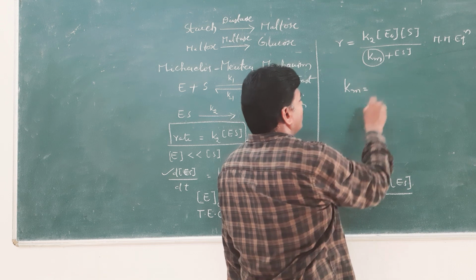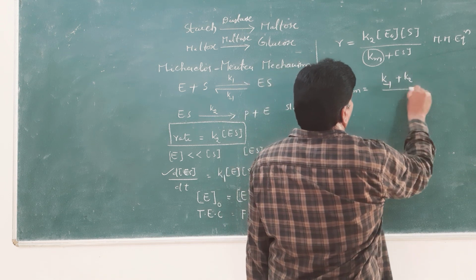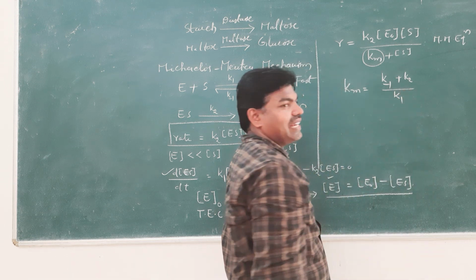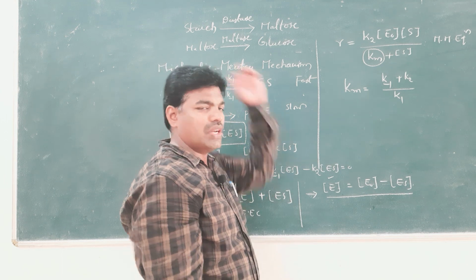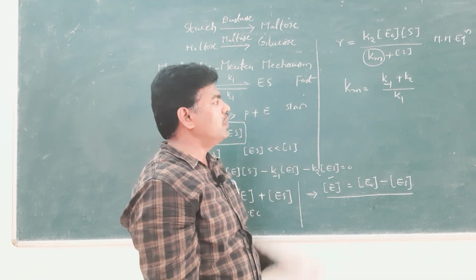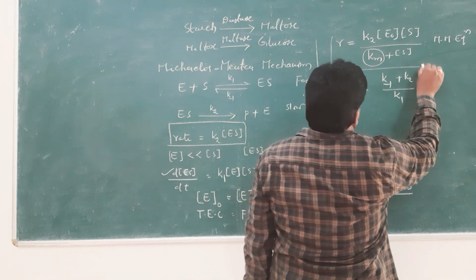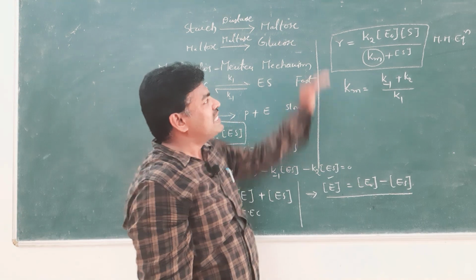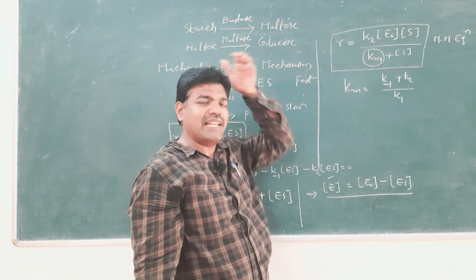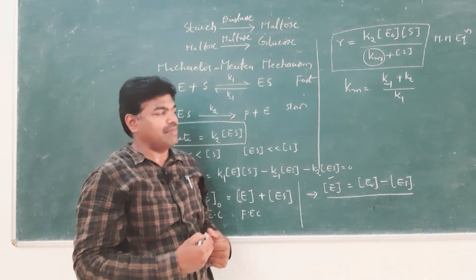And Km is called the Michaelis-Menten's constant. Km is equal to K inverse plus K2 by K1. This is the Michaelis-Menten's constant, right? So, this is the important equation, right? Now, let us simplify this equation.